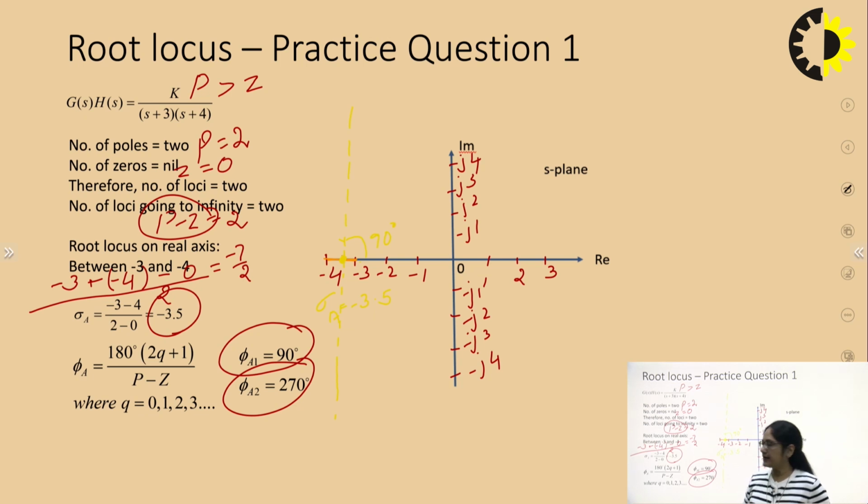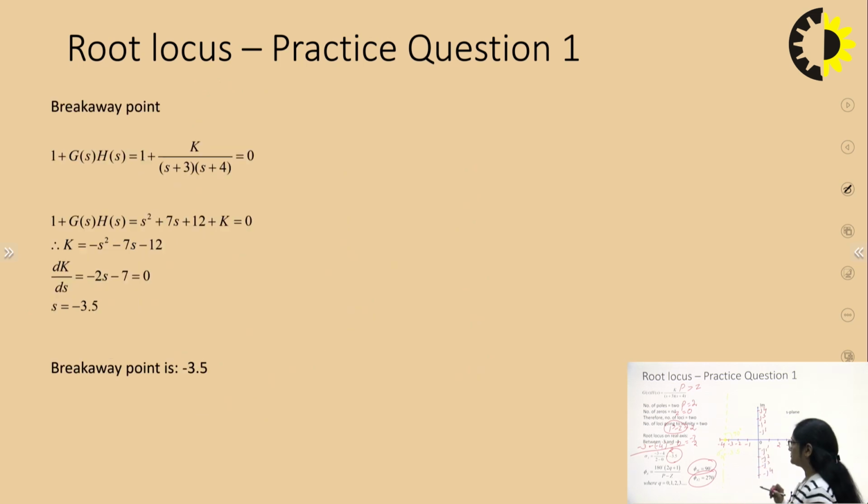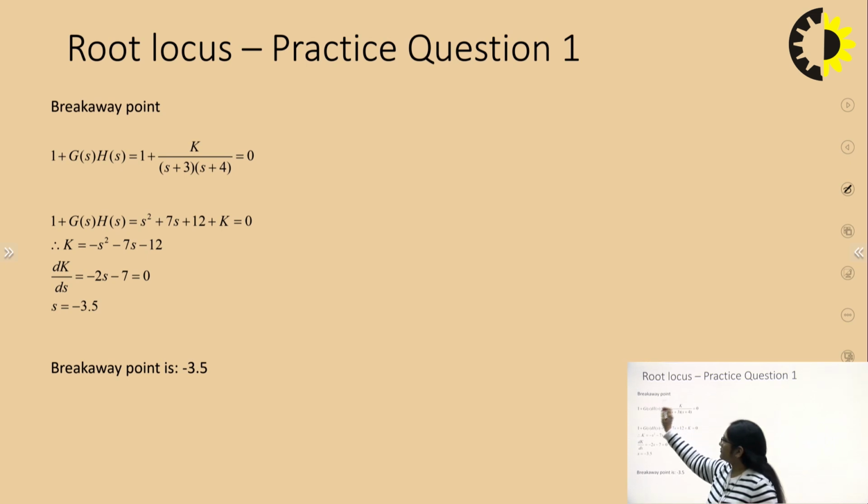Now, where it will break, that could be found out with this. To find the breakaway point, we have this formula, 1 plus GsHs is equal to 1 plus this. We need to find the value of k. So, dk by ds is the formula to find the breakaway point, the roots of dk by ds. To find the roots of dk by ds, we have this: 1 plus GsHs comes out to be s square plus 7s plus 12 plus k equal to 0.